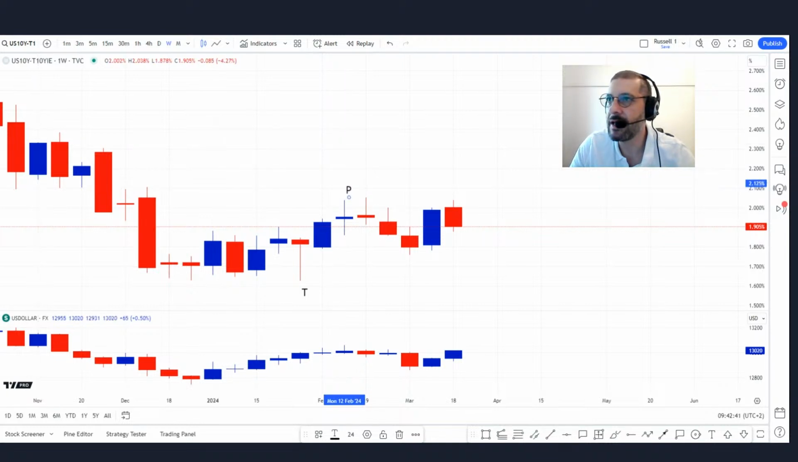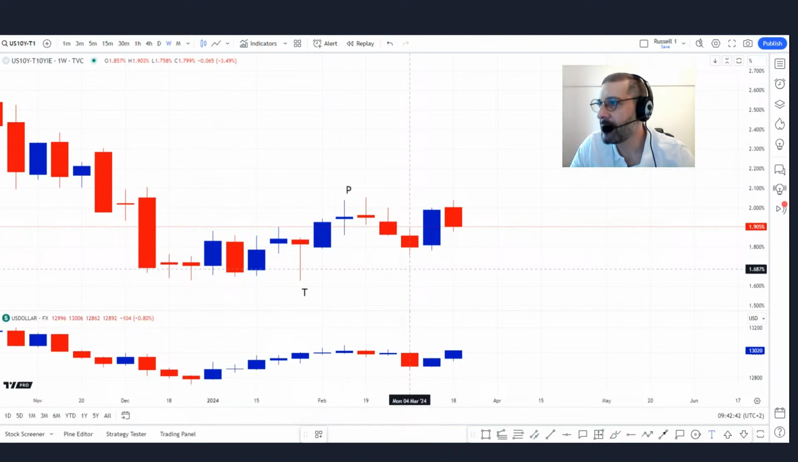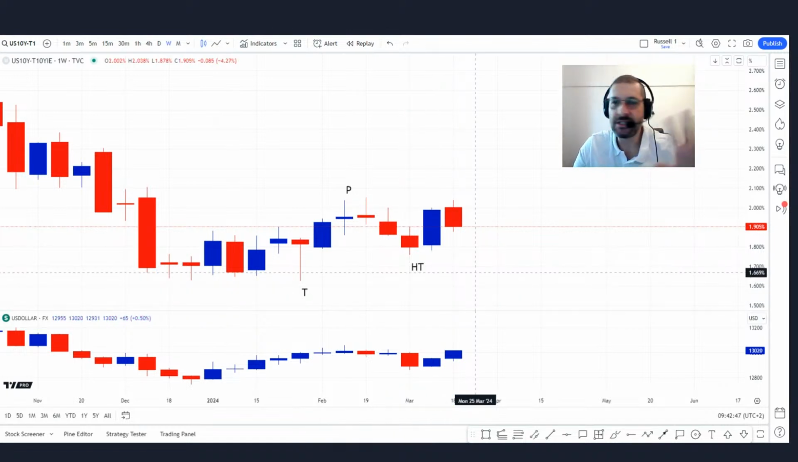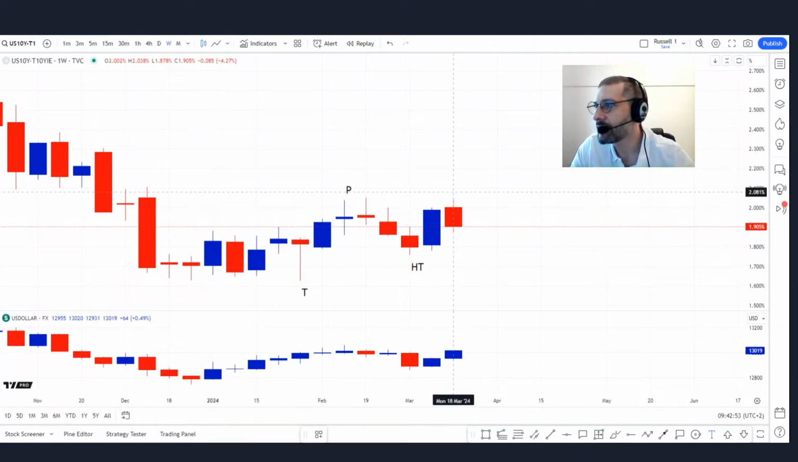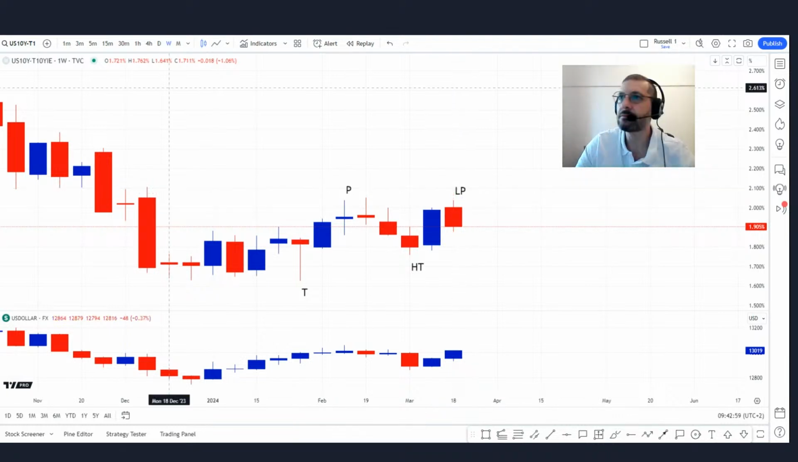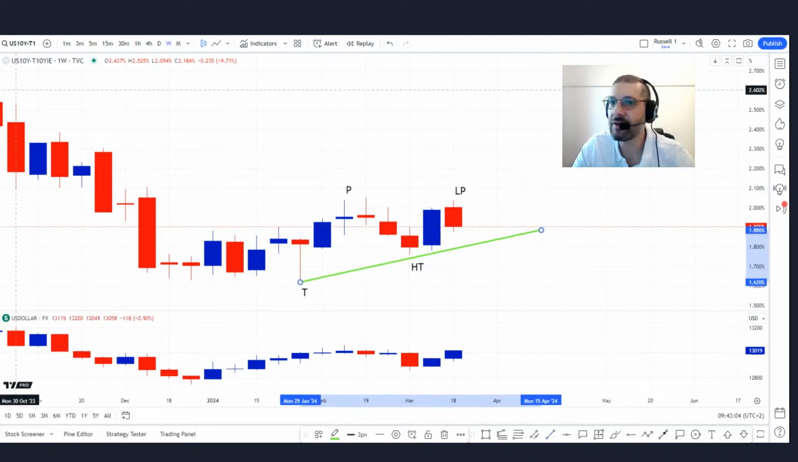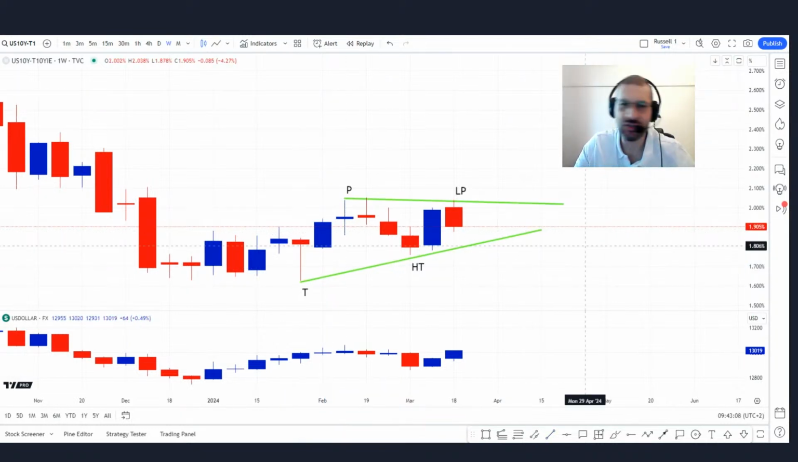I'm just going to put in again the higher trough here. Right now, this is where it gets interesting. Do we have a lower peak here? Do I have a LP, lower peak? Because if we've got the lower peak, then it looks as if we've got some sort of symmetrical triangle. And if we've got a symmetrical triangle, that's effectively a consolidation pattern.